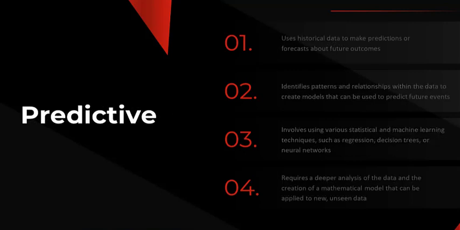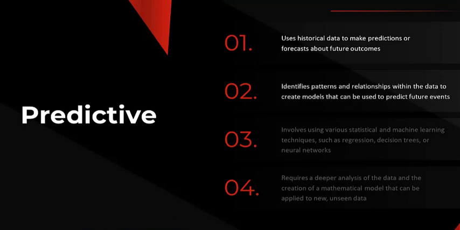Predictive modeling focuses on using historical data to make predictions or forecasts about future outcomes. It aims to identify patterns and relationships within the data to create models that can be used to predict future events or behaviors. We see this all the time with the weather. Previous weather patterns are used to predict future weather events. Predictive modeling involves using various statistical and machine learning techniques, such as regression, decision trees, or neural networks. These models learn from historical data and use it to make informed predictions. For example, a predictive model could be used to predict customer churn, forecast future sales, or classify whether an email is spam or not.